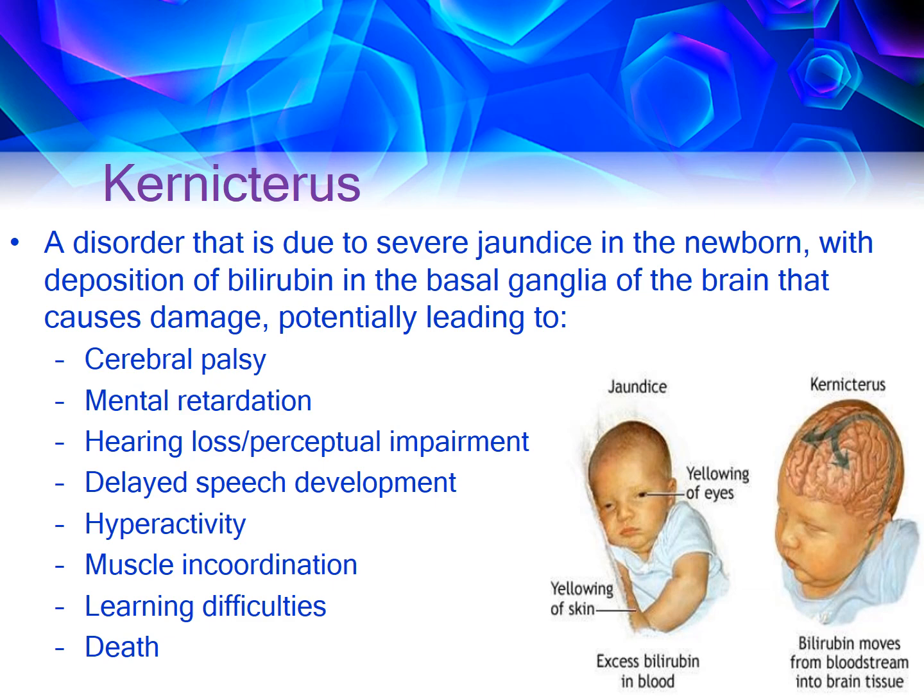All right, in looking at kernicterus, again, this is severe jaundice in the newborn where the bilirubin has crossed the blood-brain barrier and deposited in the basal ganglia of the brain. Irreversible damage that includes cerebral palsy, mental retardation, hearing loss or a perceptual impairment, delayed speech development, hyperactivity, muscle incoordination, learning difficulties, and it can cause death.